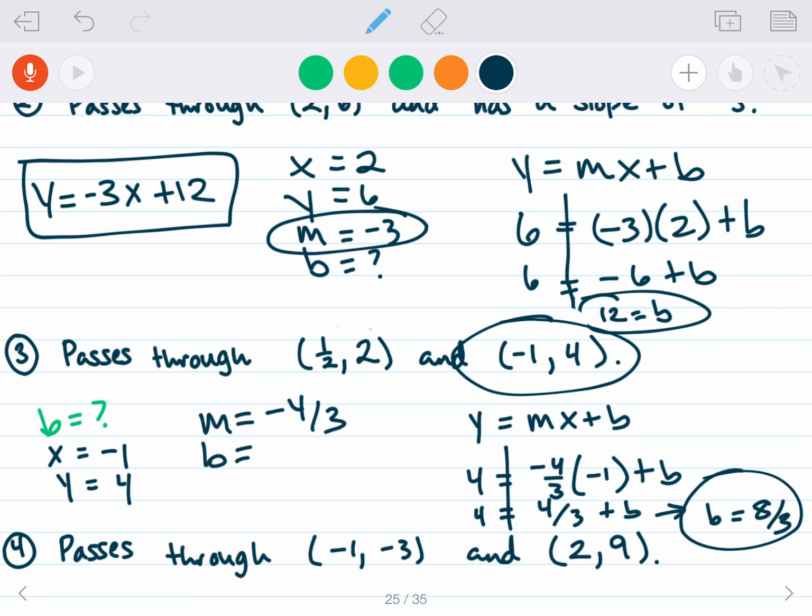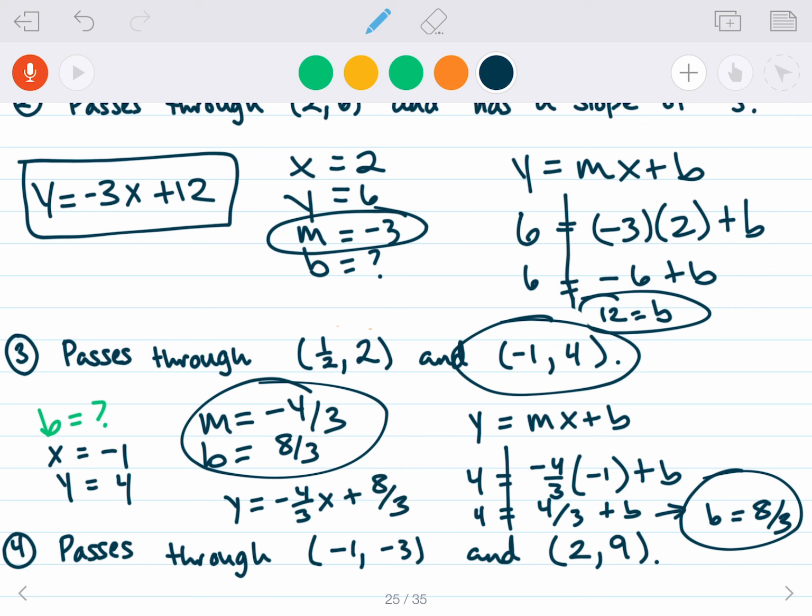Now that I have the 2 things that I needed, I can write my equation. So my equation is going to be y equals mx plus b. And that is my answer there. Alright, let's look at the next one.